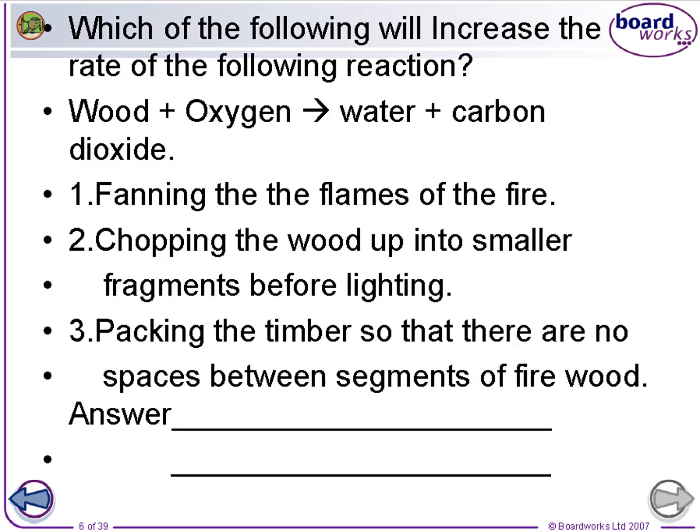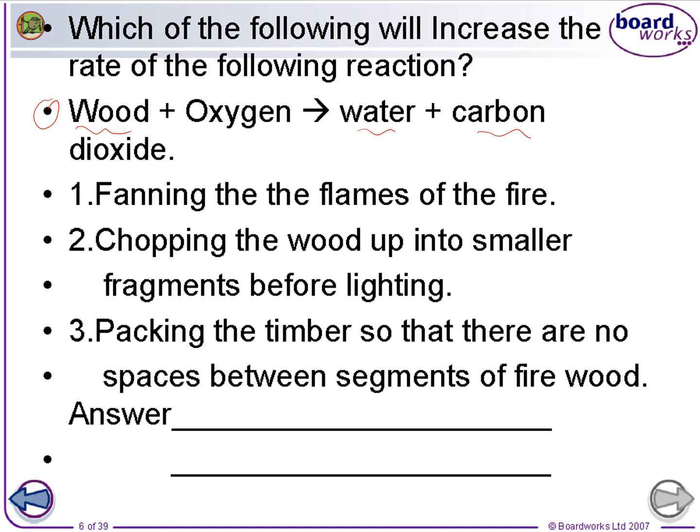Okay, so which of the following will increase the rate of the following reaction? So this is a burning reaction here, wood plus oxygen. So that's effectively just a hydrocarbon, the wood, carbon and hydrogen, combines with oxygen from the air. You end up with a little bit of water vapor and a stack of carbon dioxide. Now the reaction generally doesn't burn completely, and the wood has other things in there that are not going to burn completely, and hence you get the ash and so on left behind, which is essentially a bit of carbon. But you get a lot of carbon dioxide come off as well.